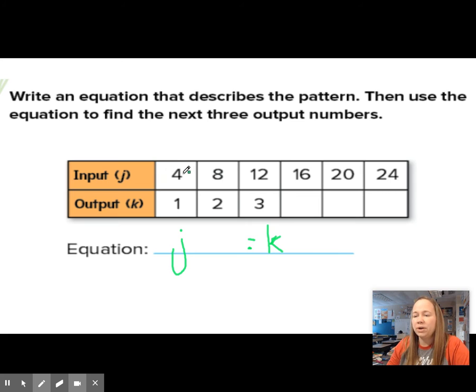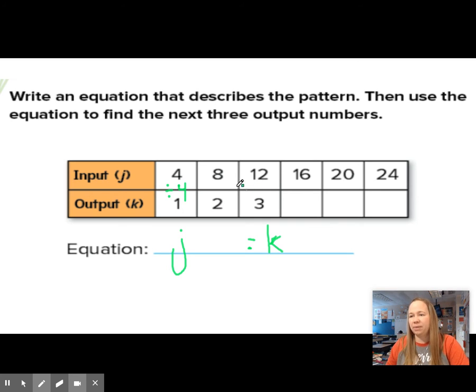Okay, so I put in 4 and out comes a 1. Uh-oh. I'm either subtracting or dividing because the number that came out is less than the number that went in, right? So it could be minus 3. It could be divided by 4. I'm going to go with divided by 4 because, again, this chapter is multiplication and division.